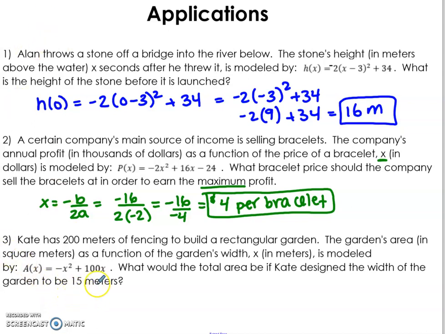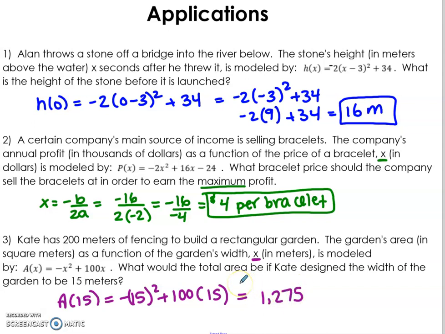So if the width is 15 meters, it's saying that the garden's width is x. So what's the area when the width is 15? So we're going to find A of 15 and just plug in 15 for x. And if I plug in 15 for x, that's going to give us 1,275. Again, this is a word problem, so let's look to see what units we need. And it says here that the area is in square meters, so we'll say meters squared.